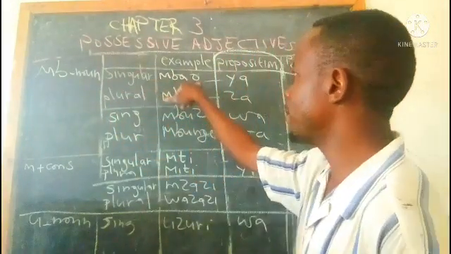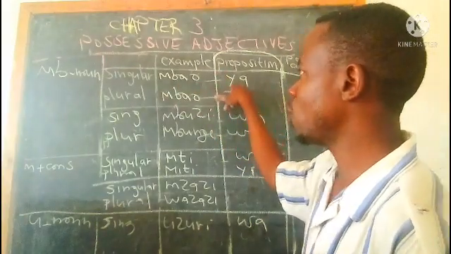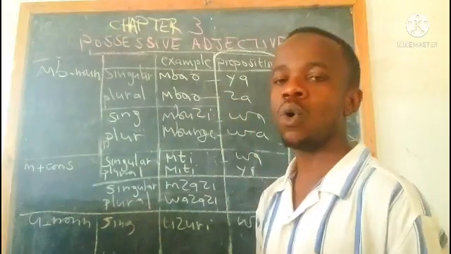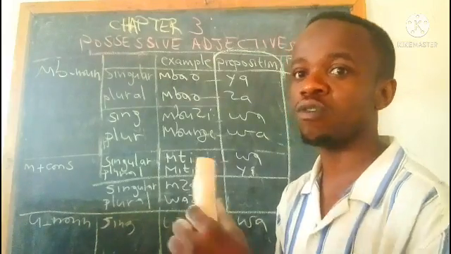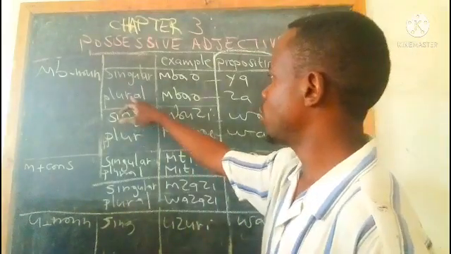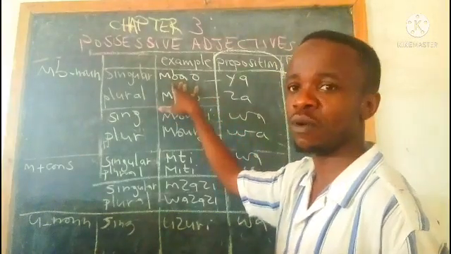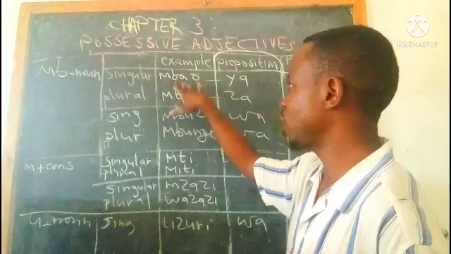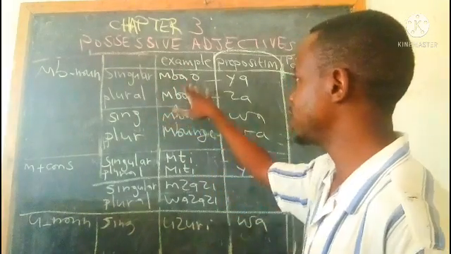In singular, you can say mbao, it means the wood in singular. And the preposition of the MB noun in singular is ya. You can say mbao ya mninga. It means a wood of mninga. But also in plural, you say mbao. I've told you that the MB noun doesn't change in form. In singular and plural, the shape of the noun is not varying. It is the same.